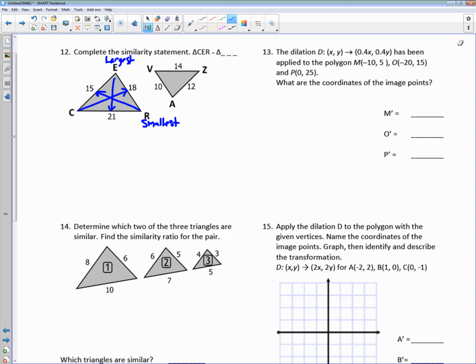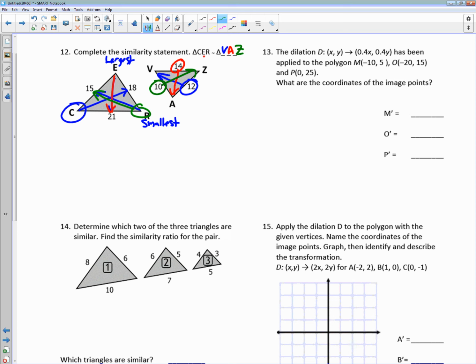So if I'm going to compare C, which is the middle length, I'm going to find the middle length there. It's across from B, so that has to go first. If I'm going E next, that's the big angle, so I got to find the big angle here, which is across from its longest side, so that's got to go A. And then obviously R is the smallest, across from 15. All that's left here is the shortest side with its smallest angle, Z.